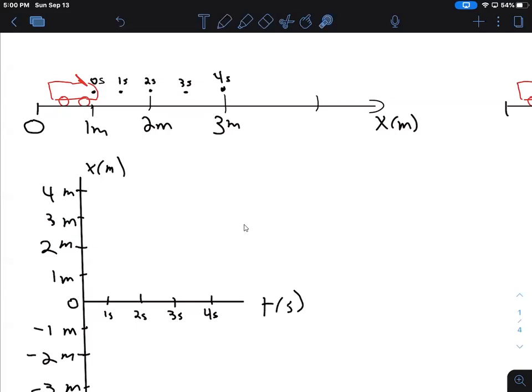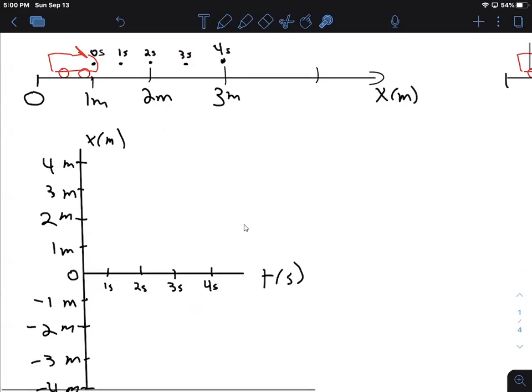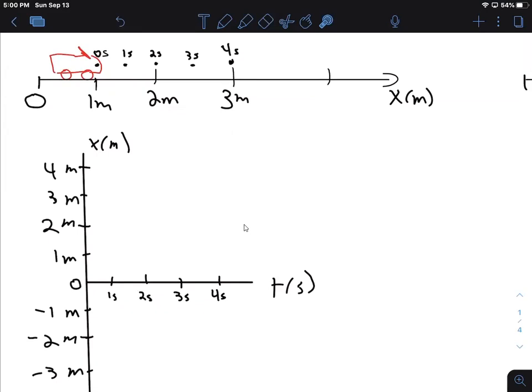So to start off, I've got us a buggy here. It's moving at a constant rate over 4 seconds. We can see that because it goes the same change in position over each time interval. And we're going to start just by making a position versus time graph for this buggy.